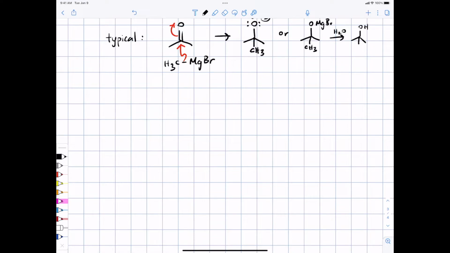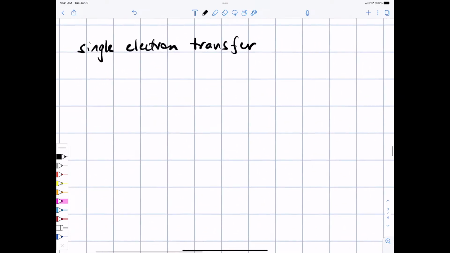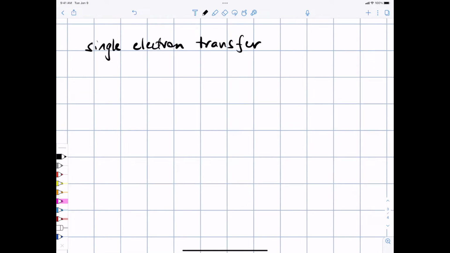So, here's an alternative mechanism that involves something that's called single electron transfer. And when I hear those words, my eyes glaze over, and I'm like, I don't really care. And you may not either, and that's fine. But I thought it was interesting enough, and surprising enough to me, that it maybe deserved us to just mention it. So, a single electron transfer mechanism would involve one electron going onto the carbon and another electron being transferred to the carbonyl compound.